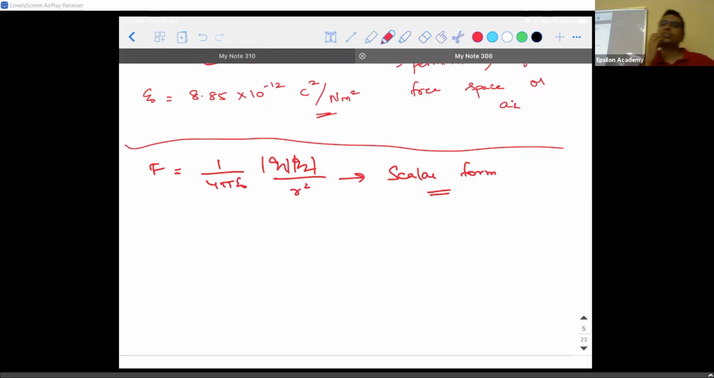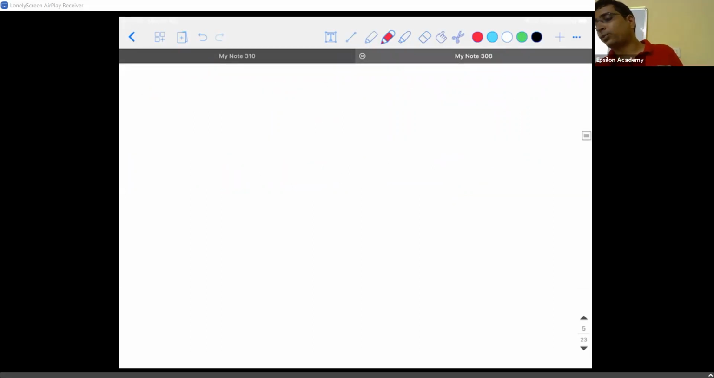So when will you obviously use the scalar form? If in a question they are only concerned about magnitude. If they ask only about magnitude, yes, you are going to use the scalar form. If they are going to ask about the direction, we need to understand the vector form. So the next topic that we are going to see is Coulomb's law in vector form.